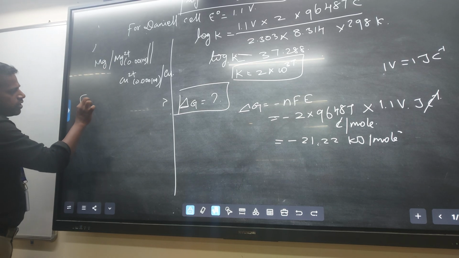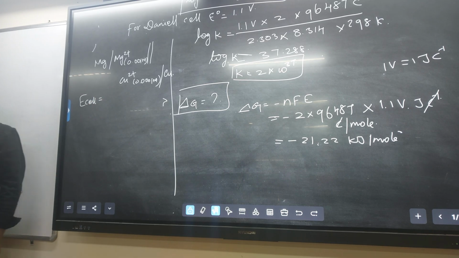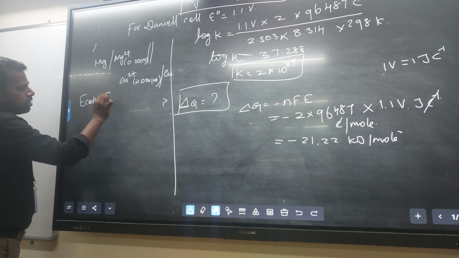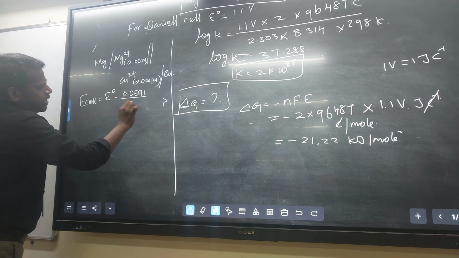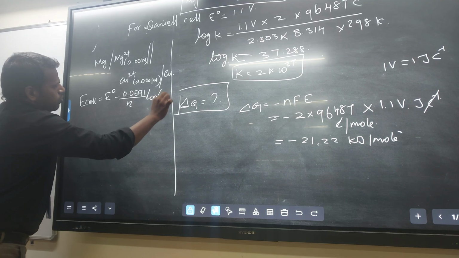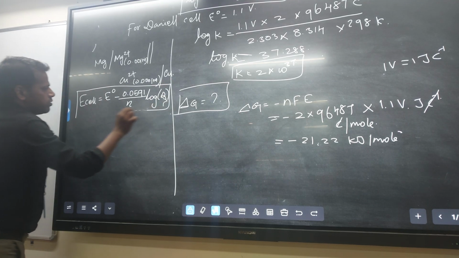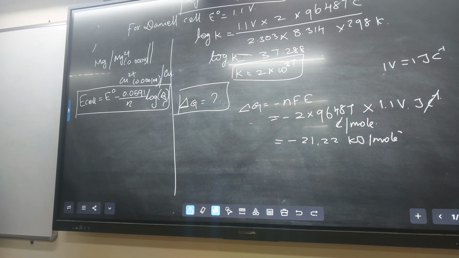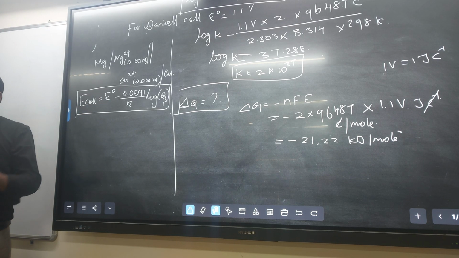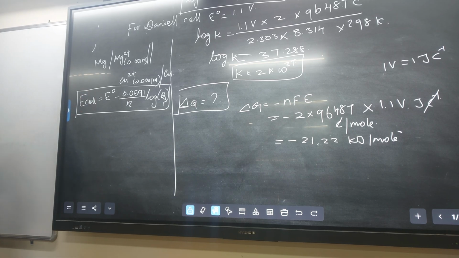So you know the E cell value. E cell equals E naught cell minus 0.0591 divided by n into log Q, right? This is the Nernst equation. So we have to find the E cell value. For the E cell value, we have to know the E naught cell. For E naught cell, how do we find it? What is the E naught cell?